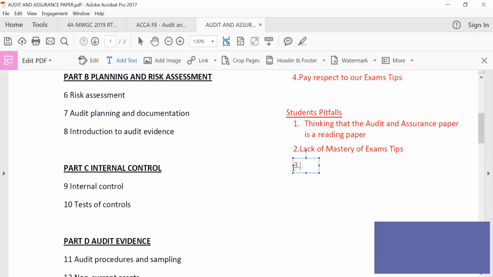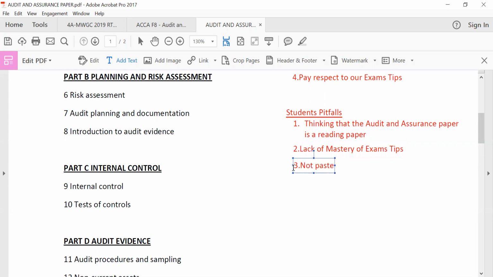The third pitfall: not mastering how to write audit and assurance answers.